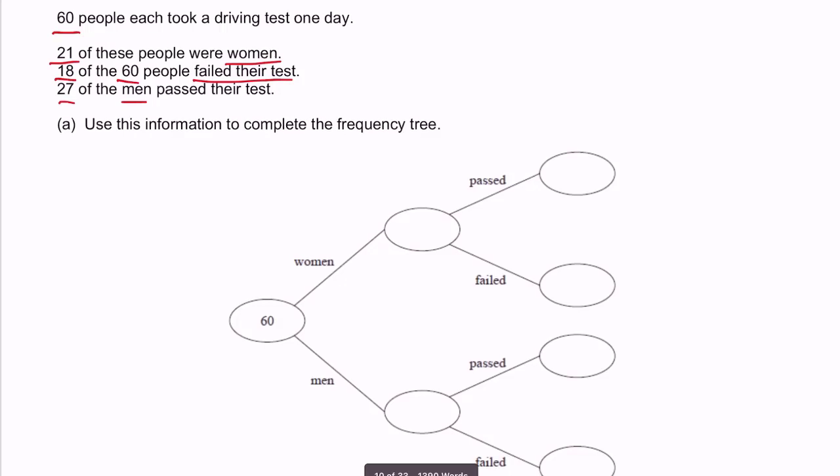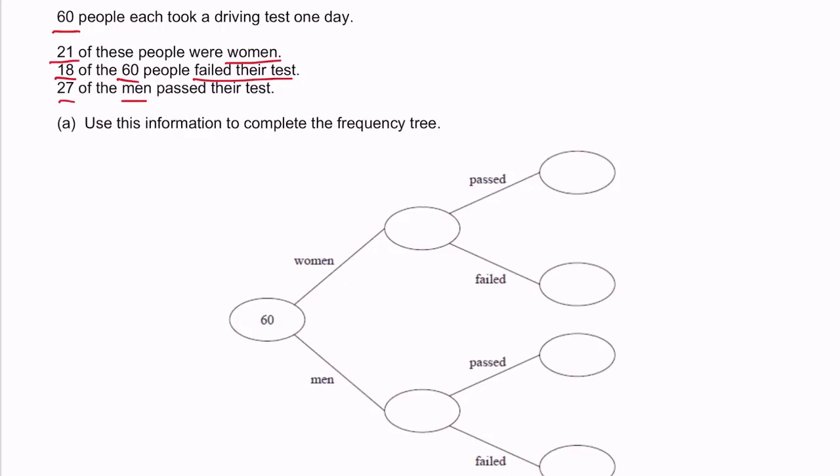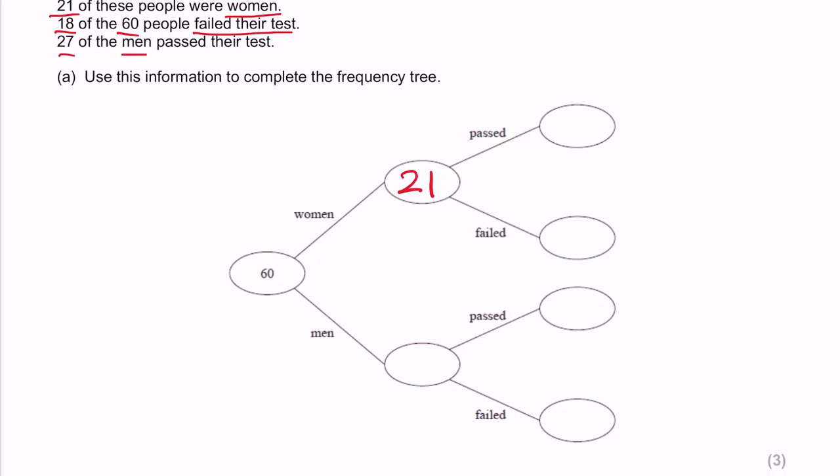So let's go ahead and put the information down. What do we know so far? 21 of these people were women. So we know 21 women already. And because there are 21 women, that means the rest are men. 60 take away 21. You can probably do this in your head, but always good to be sure by doing a calculation. So that gives us 39 men.